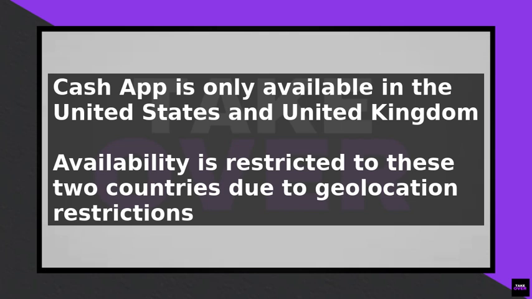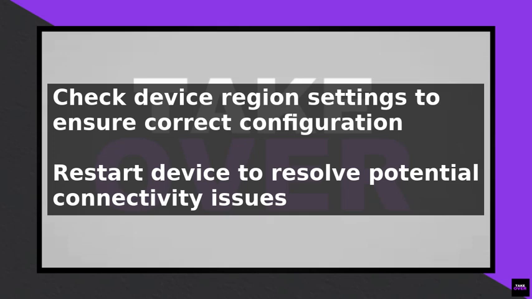or account settings. Check that your phone or computer is set to the correct region, as this can affect the apps that are available to you. Next, try restarting your device, as this can sometimes resolve connectivity issues. If you are using a VPN, try turning it off, as this can also affect your ability to access certain apps. Another possible solution is to clear the cache and data of the Cash App on your device. This can help resolve any technical issues that may be preventing the app from working.